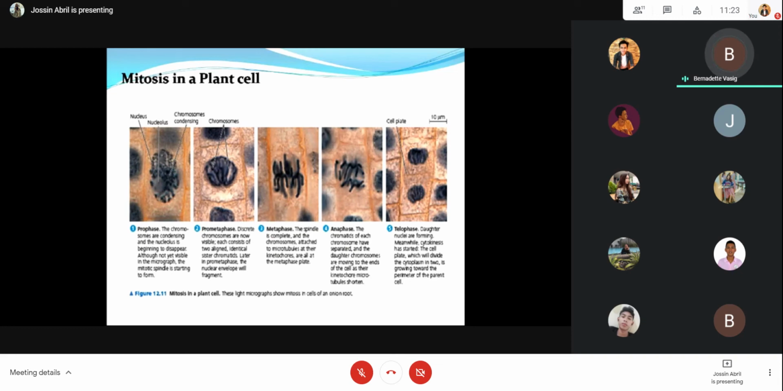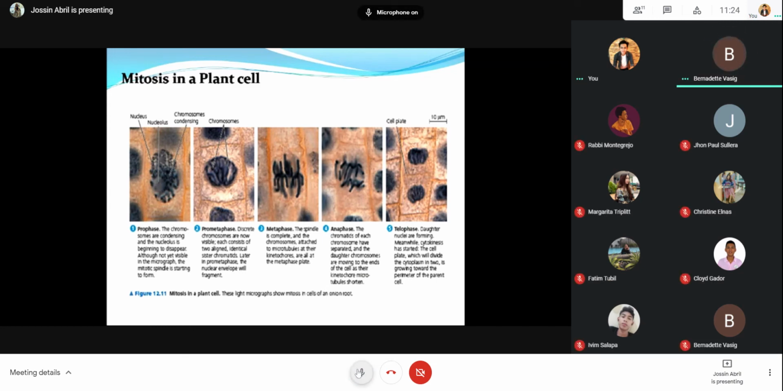If the position of the metaphase plate determines the direction of the cleavage furrow in animal cell mitosis, what about in plant cell mitosis? What determines the formation or the direction of the formation of the cell plate? The position of the cell plate, ma'am. No. What determines the direction? I have discussed that in botany, ma'am.